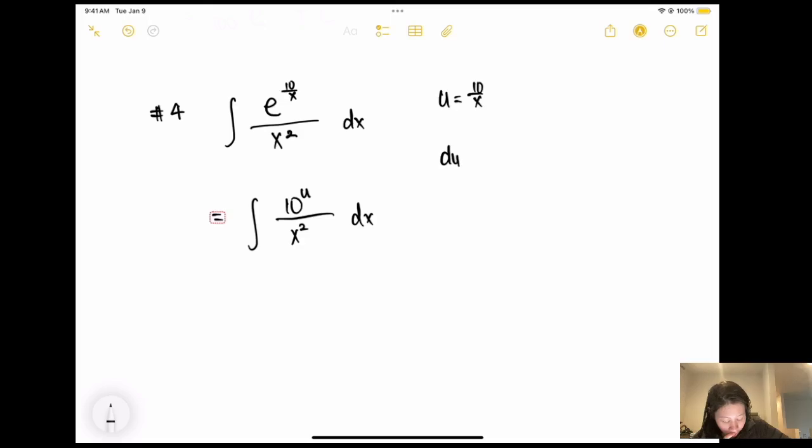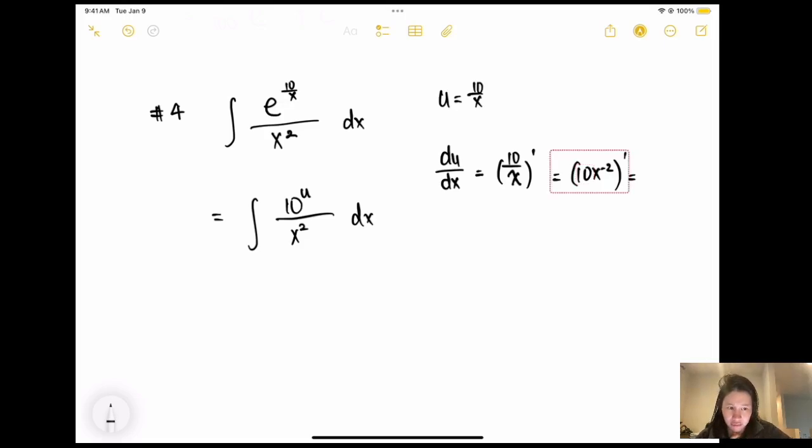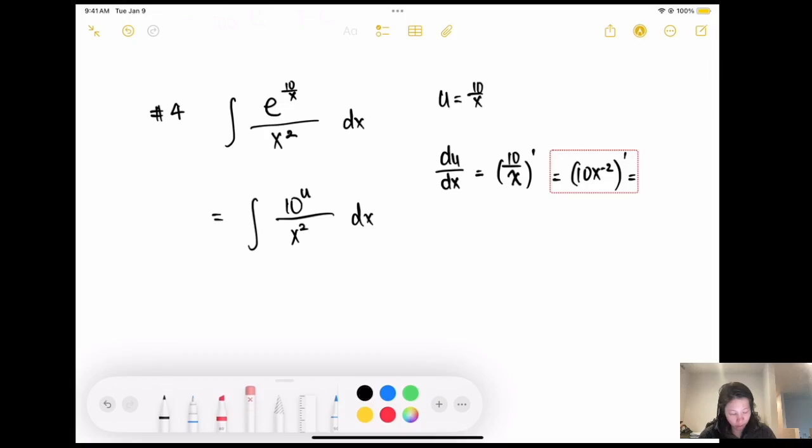So du over dx is equal to the derivative of 10x to the negative 1. And then when we try to solve it, I got 10x to the negative 2 derivative, which is equal to, sorry, I copied it wrong. This should be negative 1.